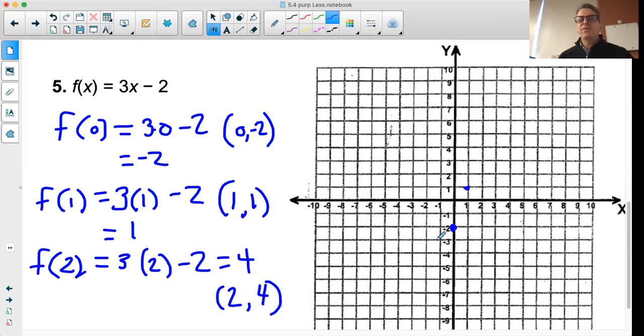And let's go ahead and graph that one. 2, positive 4: 1, 2, 3, 4 would be right there. So the ordered pair is graphed. I got a little crooked, but you get the idea. And that would be the graph of number 5, 3x minus 2.